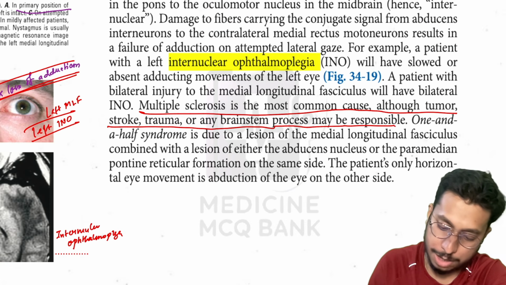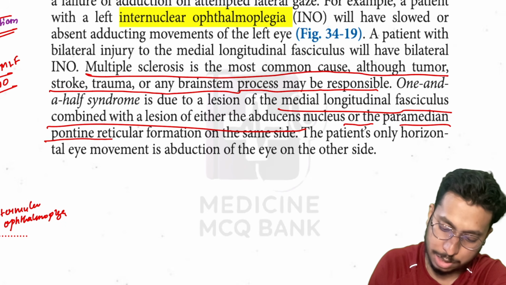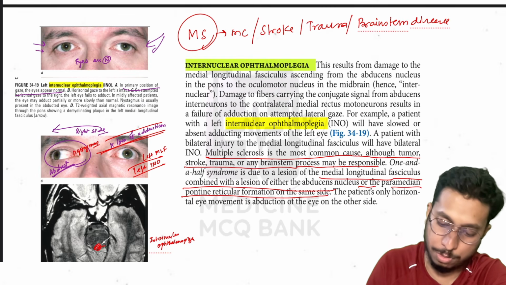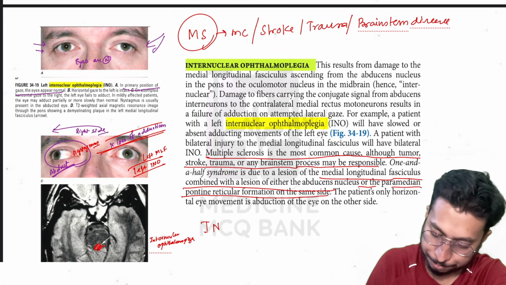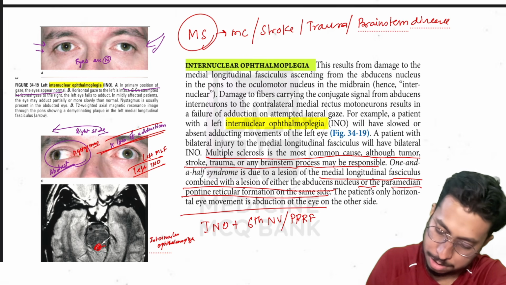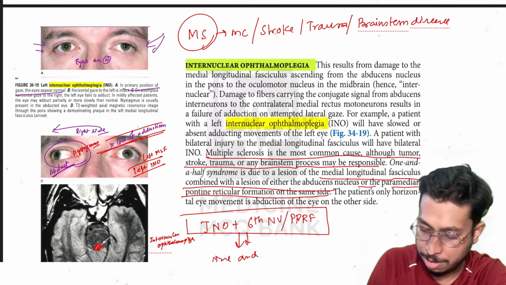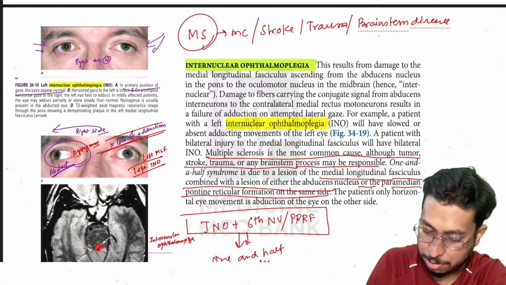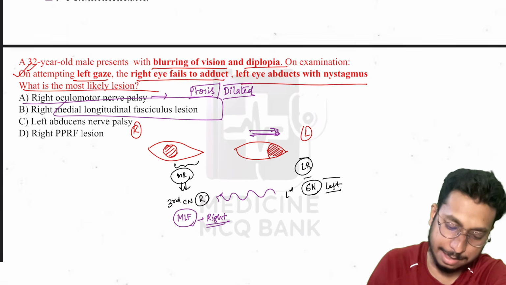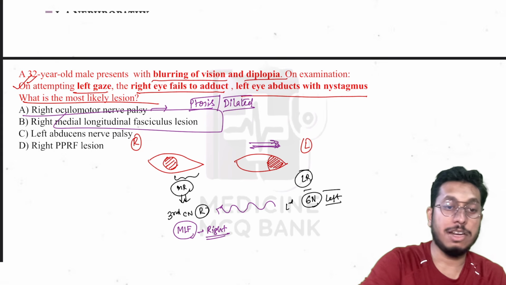There is something known as 1.5 syndrome too, which is due to a lesion of the MLF combined with a lesion of either the abducens nucleus or the paramedian pontine reticular formation of the same side. So INO plus sixth nerve or PPRF involvement of the same side is known as 1.5 syndrome. Okay. So the answer here in this case is right MLF resulting in right-sided internuclear ophthalmoplegia.